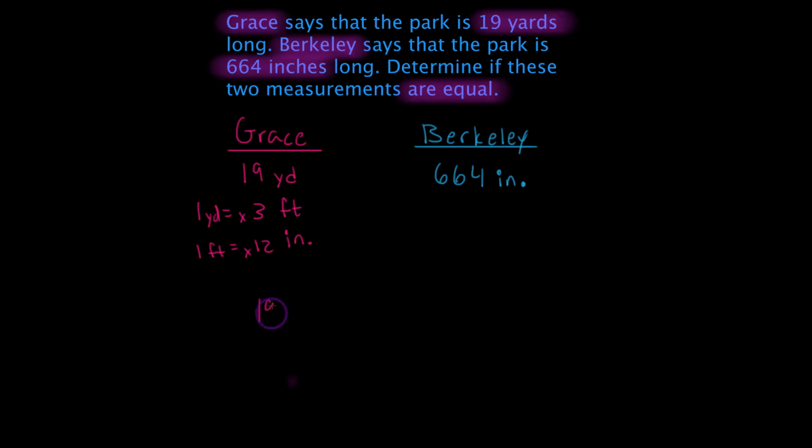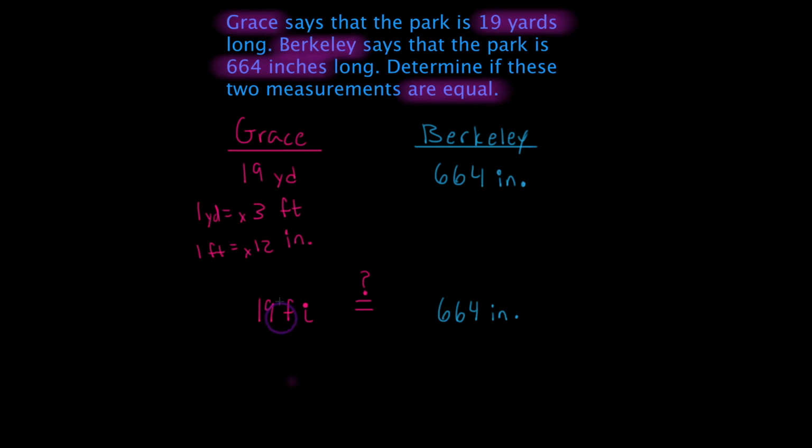I have 19 times my value for feet, which I'm just going to use the variable f, times the value for inches. I'm just going to use an I for my variable. Now when we calculate this, it should be able to help us determine if it's equal to, I don't know if it's equal to it yet, so I'm just going to put a little question mark here, if it's equal to 664 inches, 664 inches.